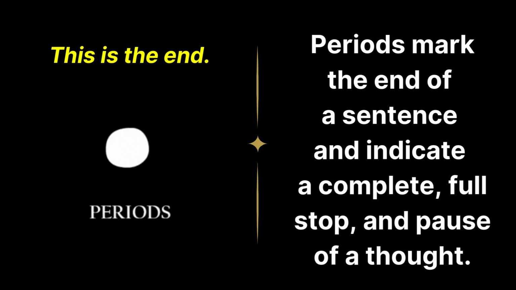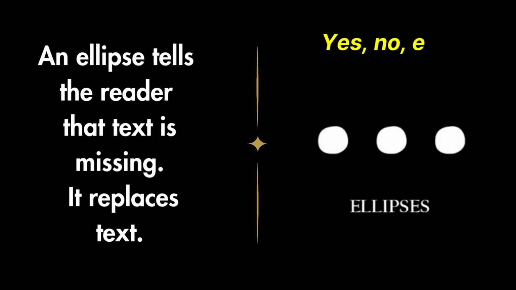Periods mark the end of a sentence and indicate a complete, full stop and pause of a thought. An ellipsis tells the reader that text is missing. It replaces text.